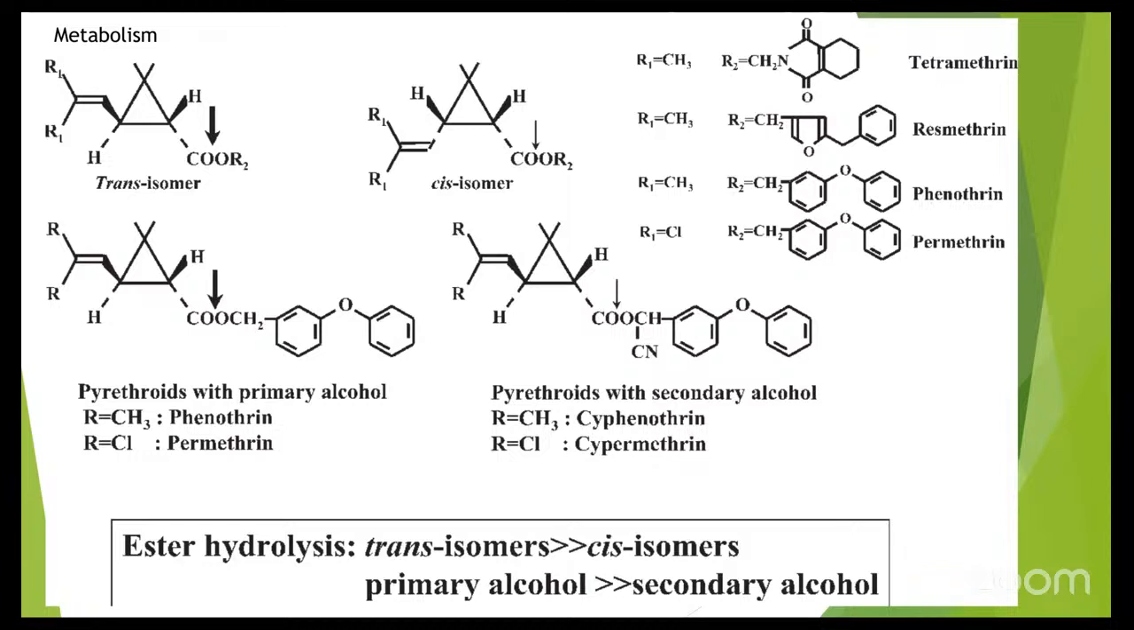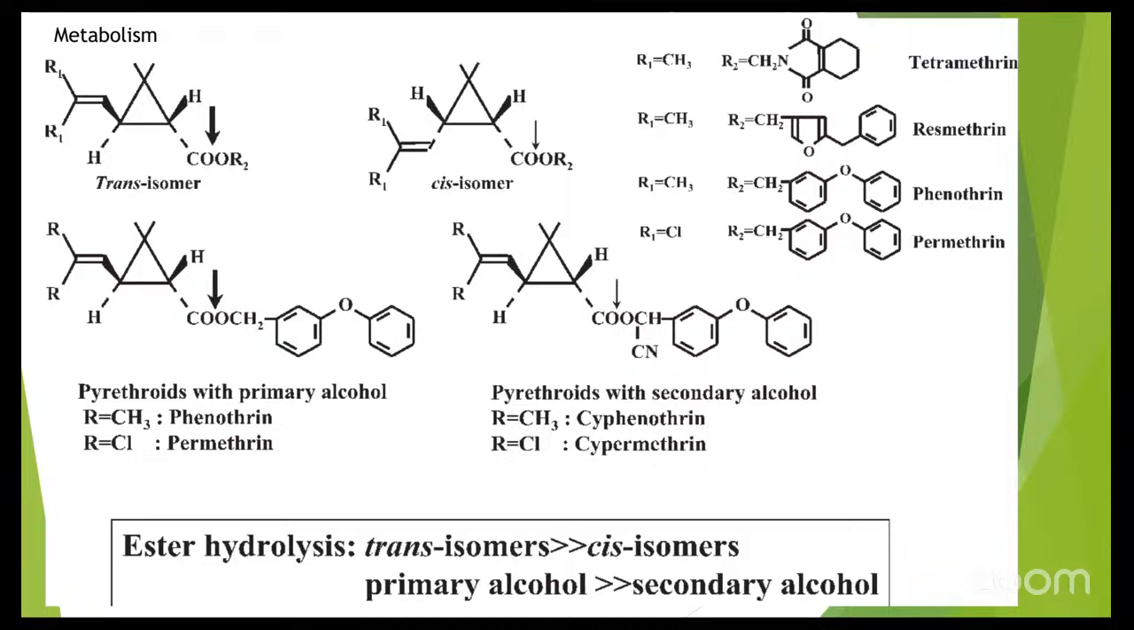So you see here trans isomer or cis isomer. It depends on the steric configuration of the acid moiety. The esters of trans chrysanthemic acid, and trans isomers of those in which the isobutenyl group of the chrysanthemic acid moiety in primary alcohol esters is replaced by a dihalovinyl group, which you can see in permethrin, cypermethrin, and deltamethrin, are hydrolyzed more rapidly than their cis isomers. So trans isomers are hydrolyzed more rapidly than their cis isomers.